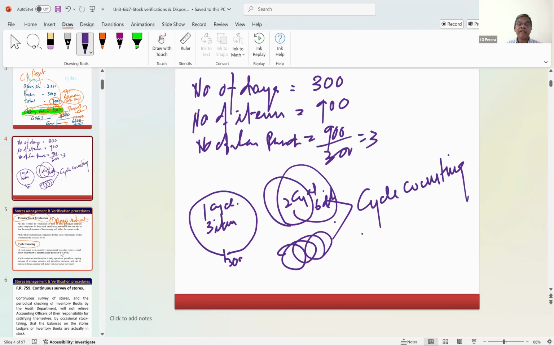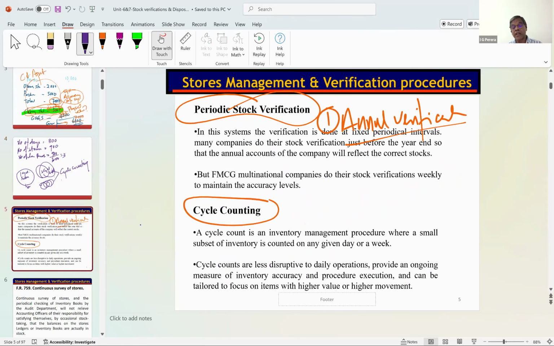So when you do cycle counting, what happens? When you increase the number of cycles, your accuracy will be increased.